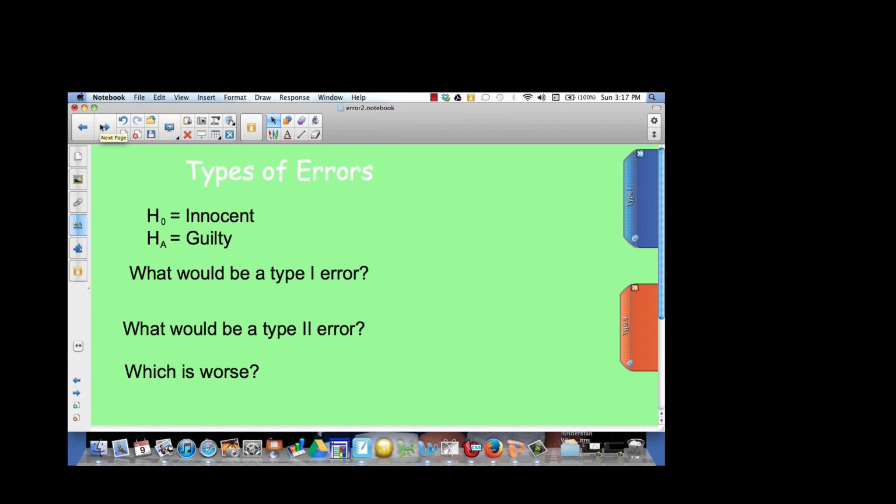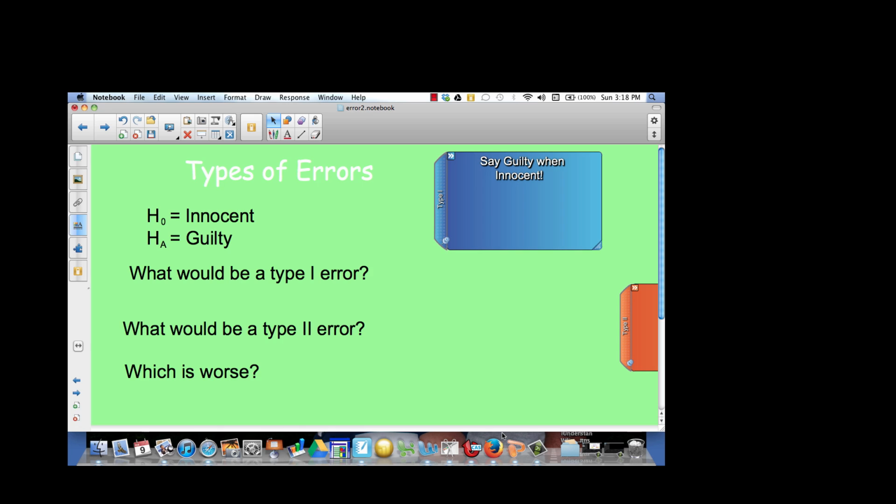An example. The null in a trial would be a person is innocent. The alternative would be they're guilty. What would a type 1 error be? Think to yourself, a type 1 would be rejecting the null when it's true. So in other words, we would say that the person is guilty when they're innocent. A type 2 error would be where we fail to reject the null when it's false. In other words, we say they're innocent when they're guilty.